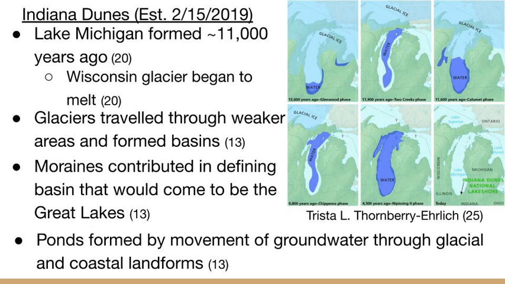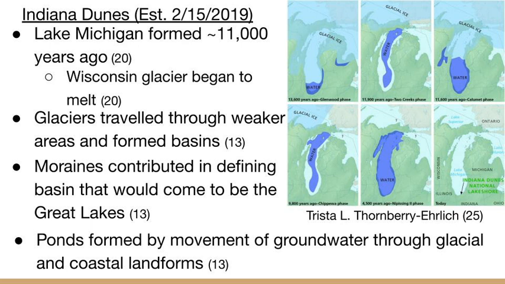The USGS defines moraines as a general term for unstratified and unsorted deposits of sediment that form through the direct action of or contact with glacier ice. The moraines would come to help define the Great Lakes Basin.